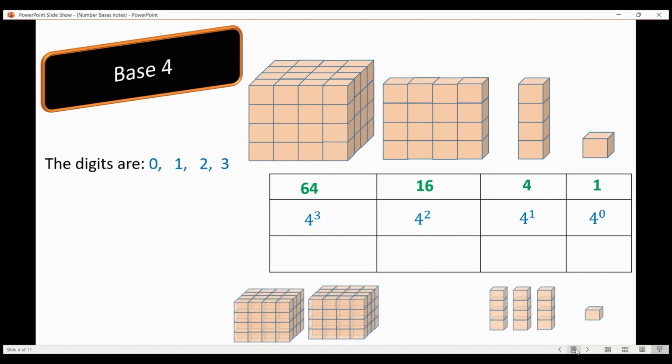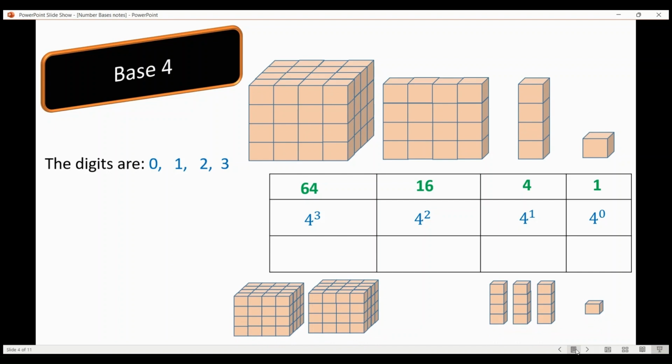So let's consider dealing with this number below. We have 2 cubes, 3 columns of 4, and 1 unit. We want to be able to convert that eventually. This can be written as 1 unit, 3 groups of 4. How many squares do we have? How many groups of 16? 0. And how many cubes do we have? We have 2.